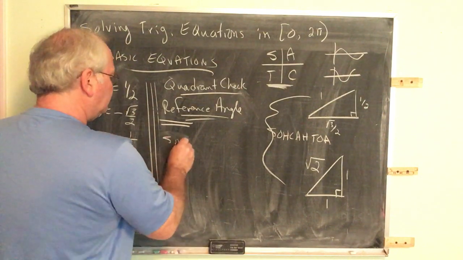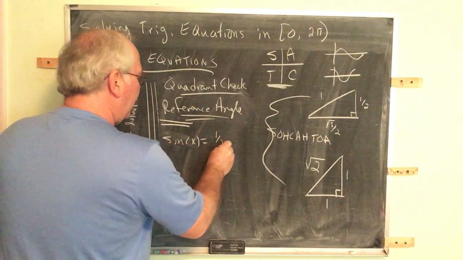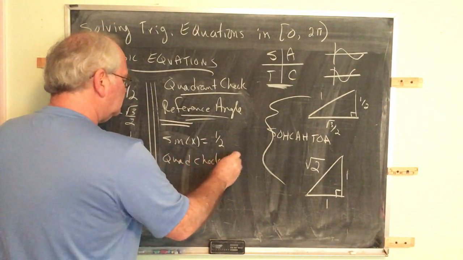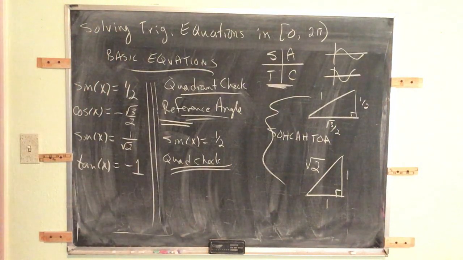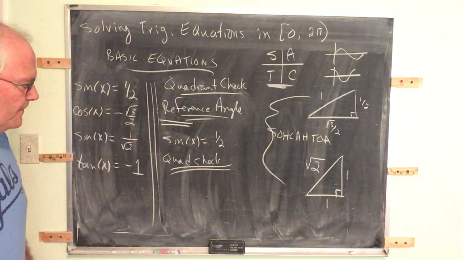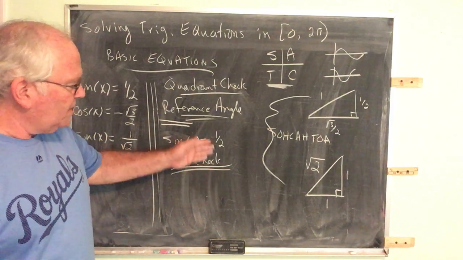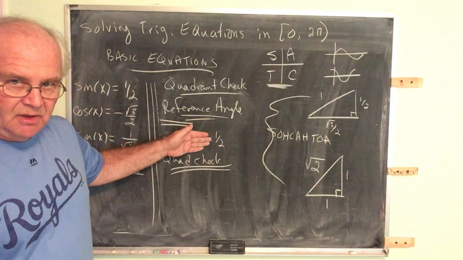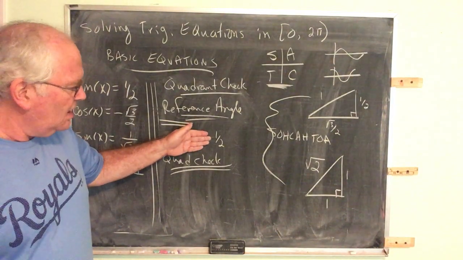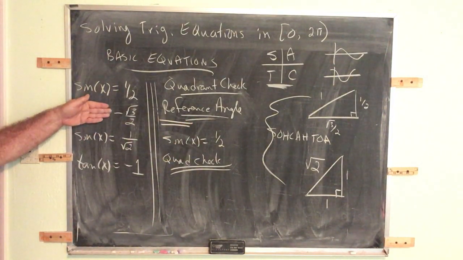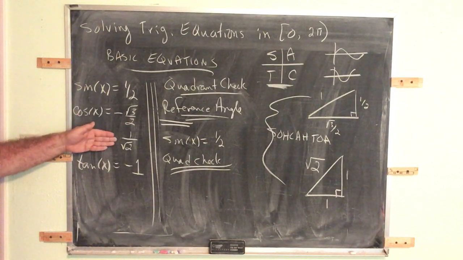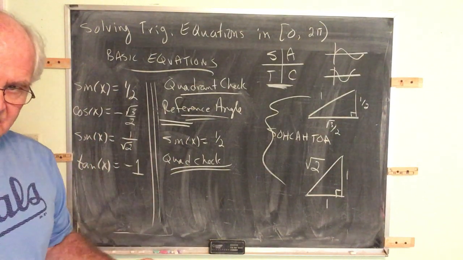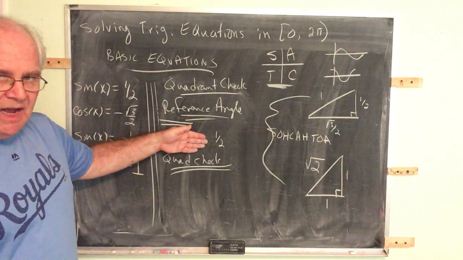Sine of x equals 1/2. Step 1, quadrant check. Here's what that means. When we're doing a quadrant check, the fact this is 1/2 is irrelevant. All we need to know is that is a positive number. When we do this next equation, that is a negative number. When we do the next equation, that's positive. When we do the next equation, that's negative. All we need to know is the signum. Is it positive? Is it negative? That is a positive number.